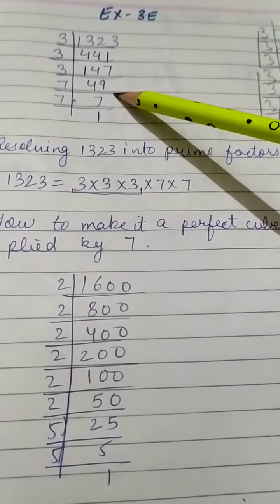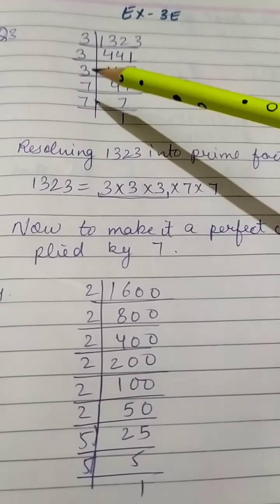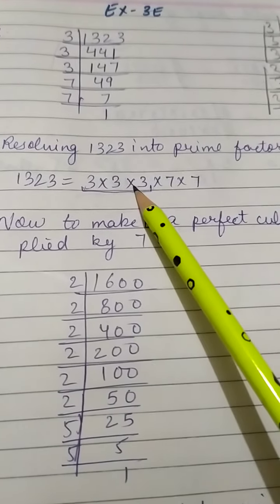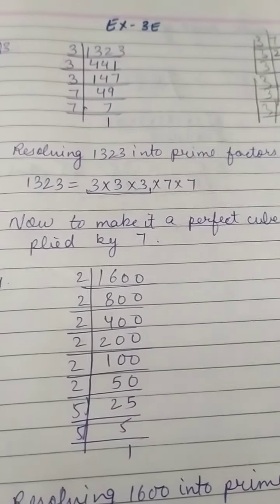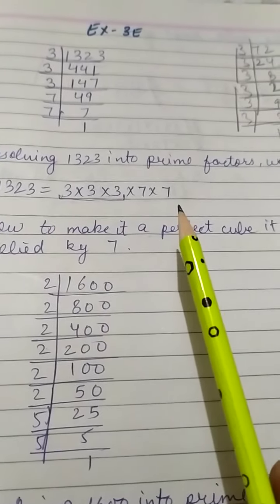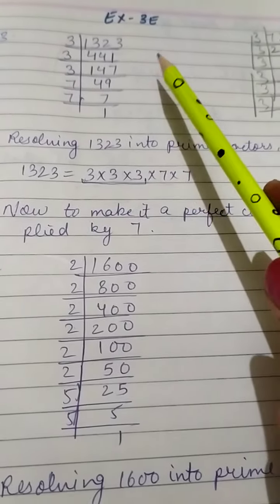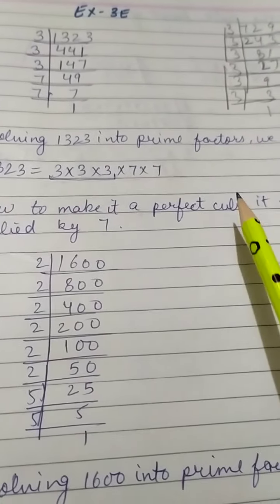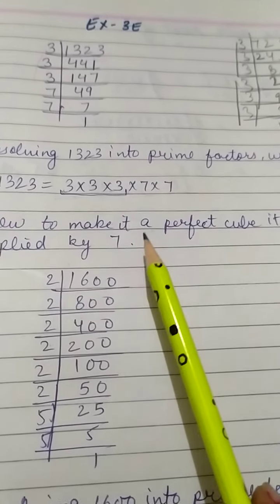So first of all we have to find out the factors of this number, okay. So you can see after finding the factors, a triplet is being formed of 3, but 7 into 7, one 7 is missing. So it means now to make it a perfect cube it must be multiplied by 7, because one 7 is missing. So if we multiply 1323 by that one 7, then it will become a perfect cube. All right, so the smallest number is 7, so that it will become a perfect cube.